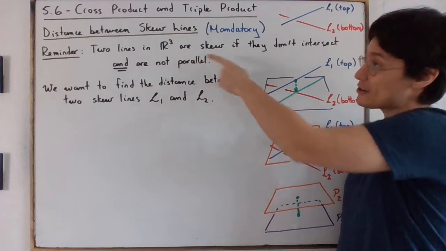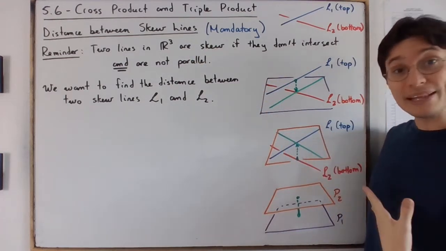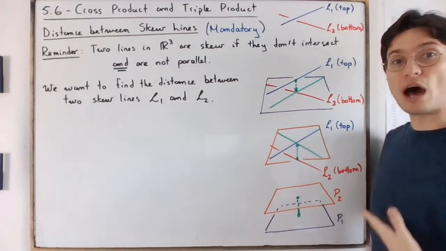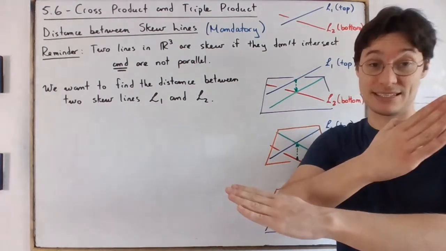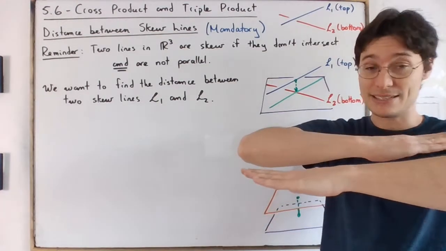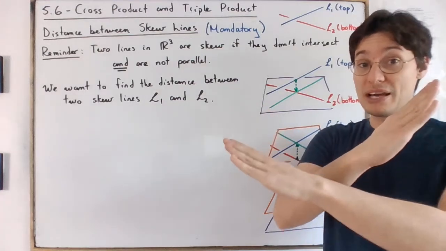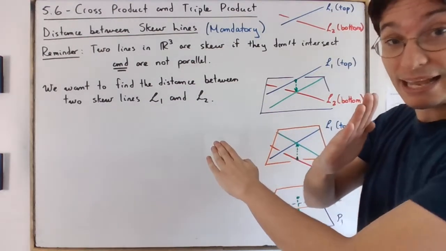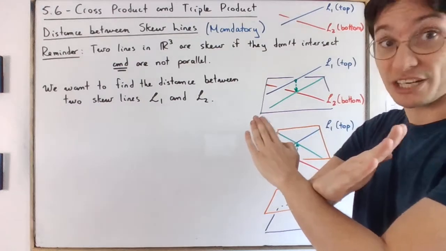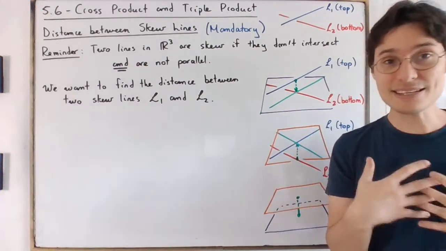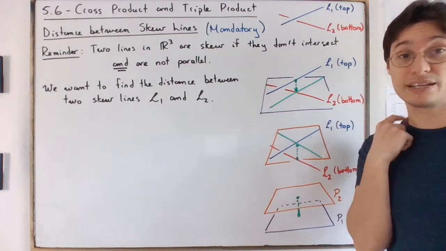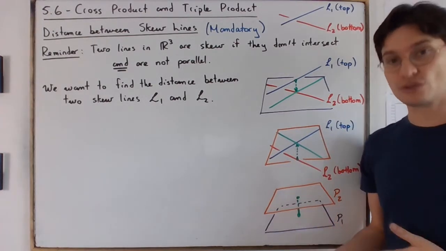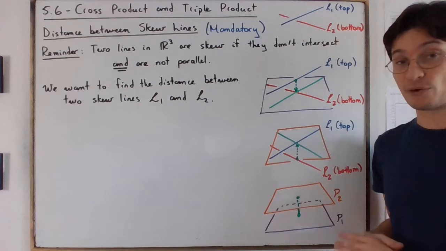Reminder, two lines in our space are skew if they don't intersect, but are also not parallel. So if I can form them with my arms, they would look somehow like this, right? They are not parallel, but they also don't intersect, there's a space in between, they don't touch. And this is only possible in R3 and higher dimension. It's totally impossible in R2. So that's why you haven't seen this concept before this course.